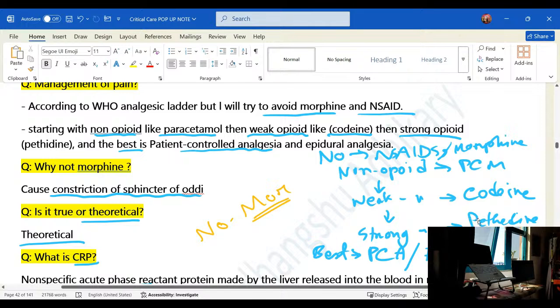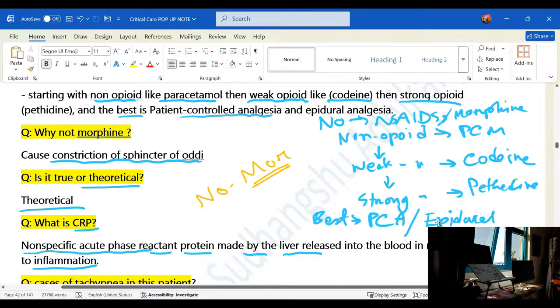And the best is patient-controlled analgesia or epidural analgesia. So I will manage according to the WHO analgesic step ladder pattern. Why not morphine? Because it causes constriction of the sphincter of Oddi. It is only theoretical.